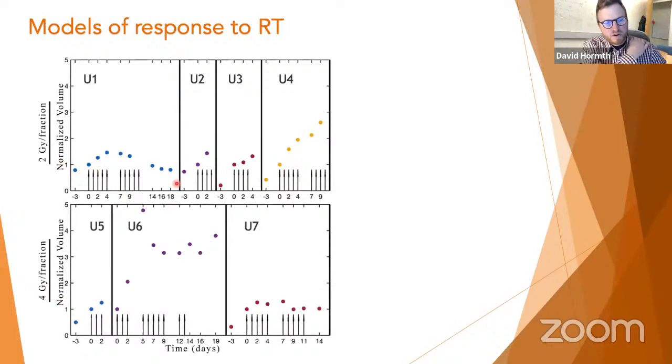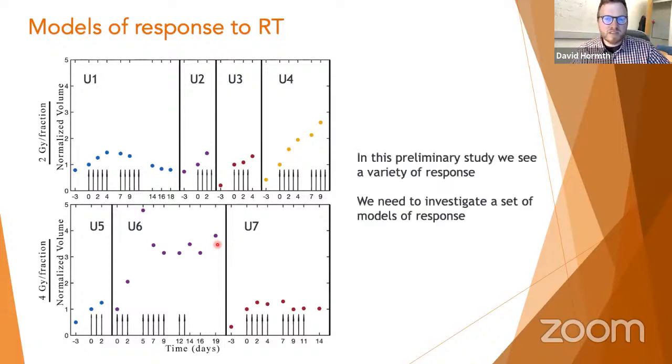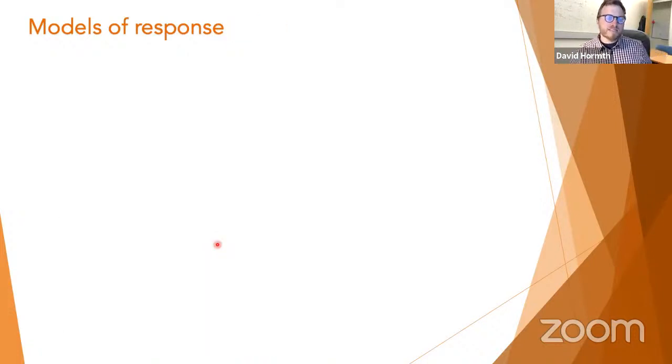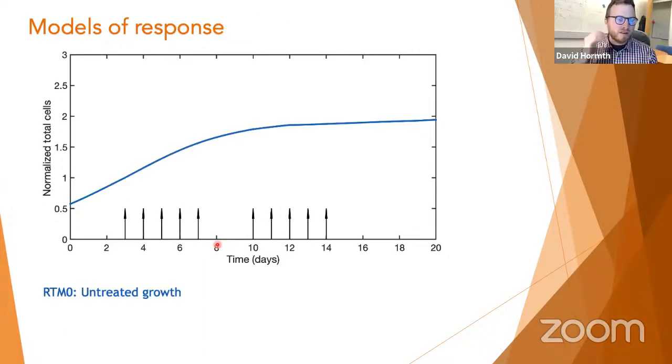And if we look at the 4 gray cohort, we see a very similar thing where some flatline very quickly and others have rapid growth and then level off or flatline. Because of this, we saw that we really needed to develop a family of models of radiation therapy to model this response. This next slide is going to walk you through the different models that we came up with. For reference, we have this first model, just untreated growth. If there's no radiation therapy, this is what would happen.